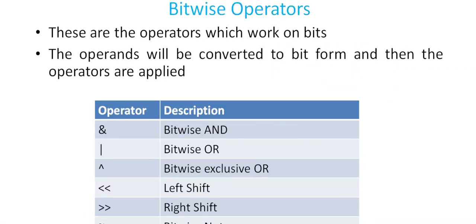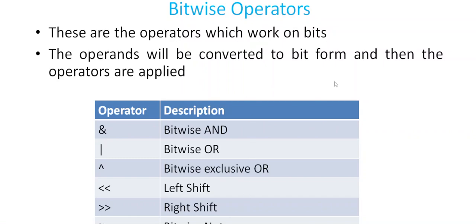Bitwise operators, those which work at the level of bits. Remember 5, 6, whatever it may be, they will finally be converted into bits. So they operate at the level of the bits, and after the operation you can retrieve the corresponding integer value or floating value. Okay. They work at the level of bits.